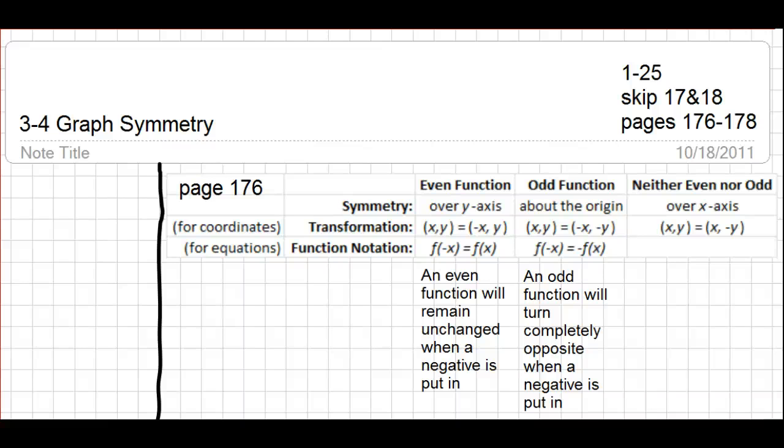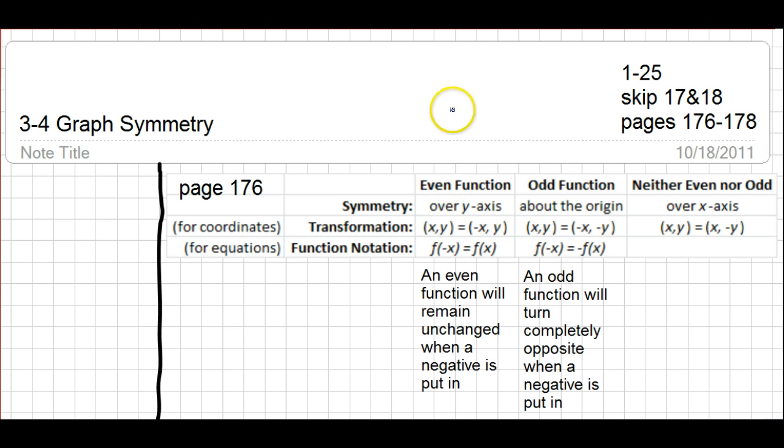This lesson is for FST, Lesson 3-4 on Graph Symmetry. The information pictured here in this document is mostly taken out of the textbook from page 176. I did condense some of the information and I did modify a little bit of it. Keep in mind that the focus today is on even and odd symmetry.